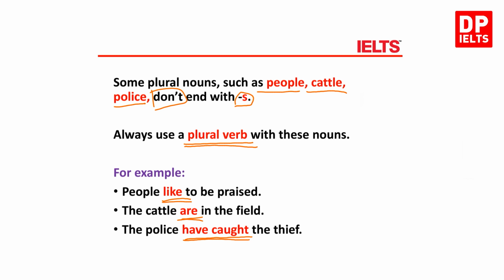Example, people like to be praised. People என்பது plural noun, so we use a plural verb, அதாவது s form இல்லாம base form of the verb. The cattle are in the field. Cattle என்பது plural noun and we use a plural verb after that. The cattle are in the field. The police have caught the thief. Police கள்வர்களை பிடித்துள்ளார்கள். Police என்பது plural and have caught. We use a plural verb. Have caught the thief.